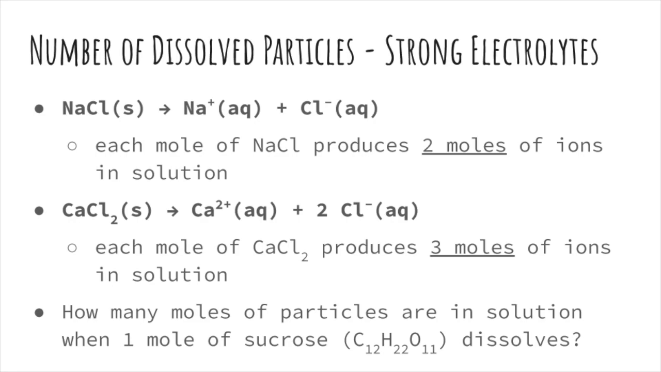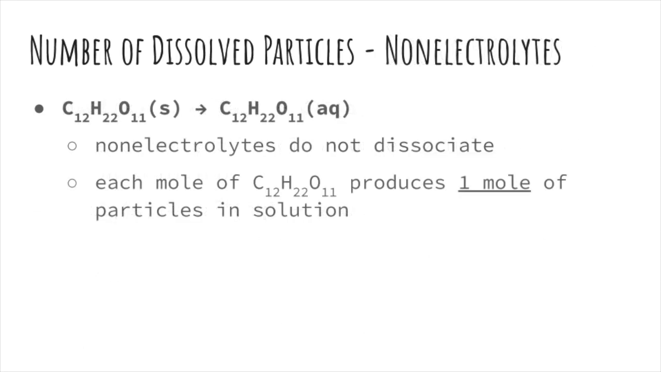What do you think? How many moles of particles are in a solution when 1 mole of sucrose dissolves? It's 1 mole. Sucrose is a covalent compound. It's a molecule, so it doesn't dissociate. Sucrose is a non-electrolyte. So for every 1 mole of sucrose molecules that dissolve, there will be 1 mole of solute particles in the solution.